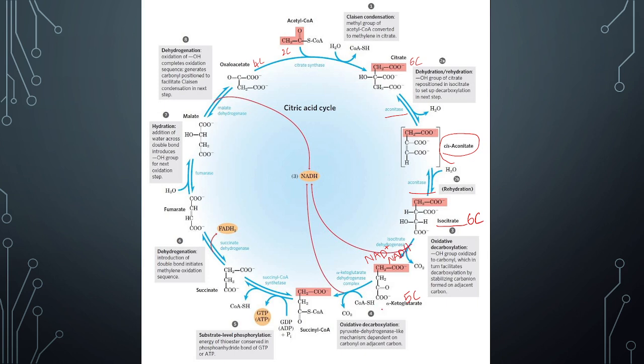This alpha-ketoglutarate acid undergoes another oxidative reaction, forms succinyl coenzyme A. This is the second oxidoreductive reaction. Here alpha-ketoglutarate is a 5-carbon compound. Succinyl coenzyme A is 4-carbon compound. One molecule of carbon dioxide is removed, and NADH also is produced in this reaction.